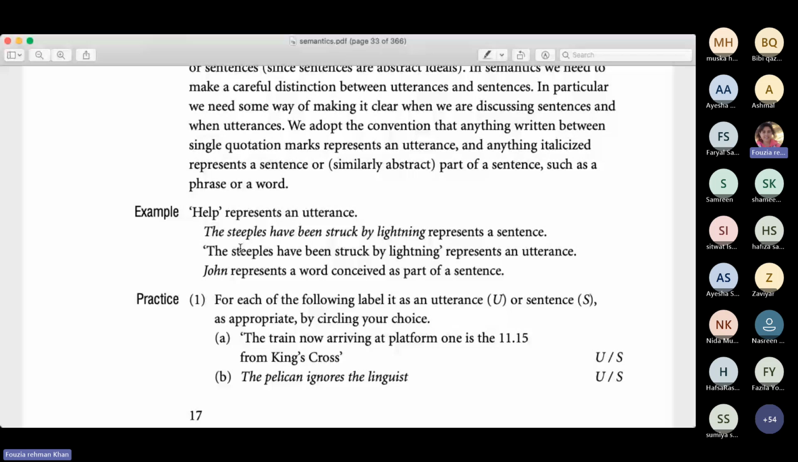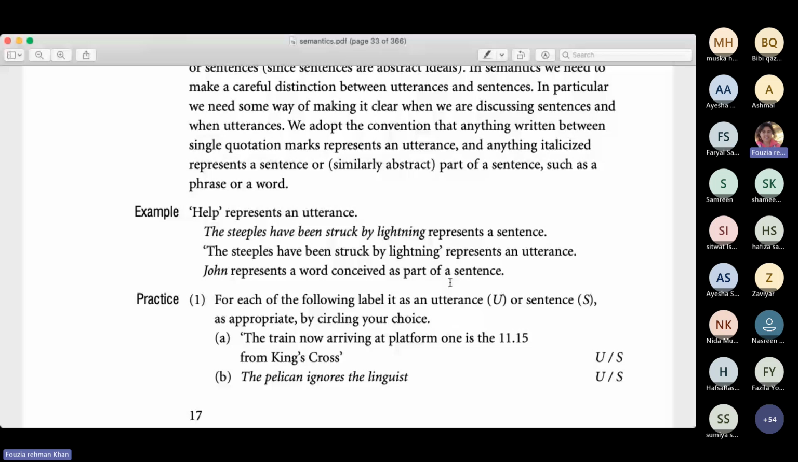The second one, the steeples have been struck by lightning, represents a sentence. Now see the difference. This comes in inverted commas: "The steeples have been struck by lightning." Someone is saying it. This represents an utterance. John represents a word conceived as a part of a sentence. Okay. Now let's get to the practice.